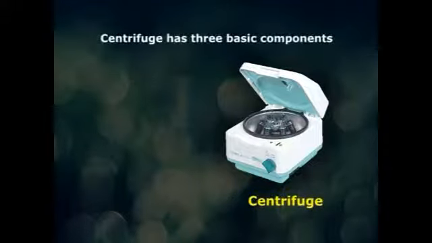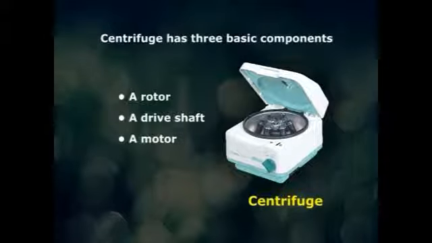A centrifuge has three basic components: a rotor, a drive shaft and a motor. A rotor holds the tubes or bottles containing the liquids to be centrifuged. Different rotor types and sizes can be mounted on the drive shaft. The drive shaft is connected to the motor, which provides the power to turn the rotor, and thus the tube can be spun at a definite speed. Rotation of the rotor about the central axis generates a centrifugal force on the particles in the suspension.